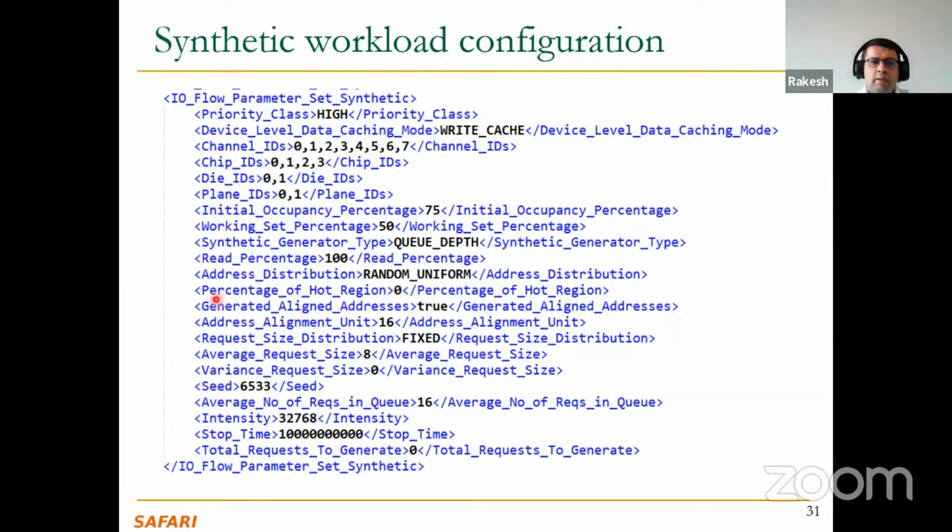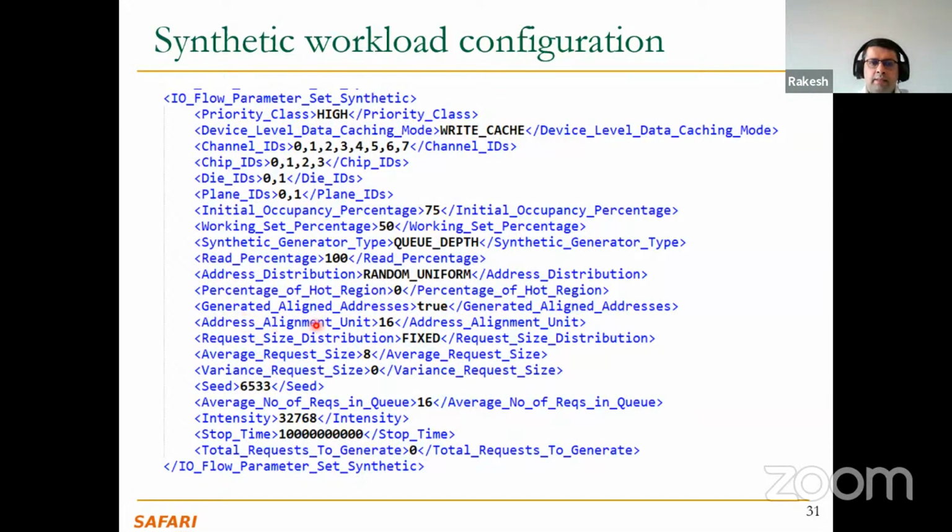And we also have the percentage of hot region, which is how much of the logical address space will be considered as a hot region compared to the overall address space. And we also have the generated aligned address attribute, which means that the addresses have to be aligned to the address alignment unit, which is the next attribute. If we define it as false, it will be unaligned addresses.